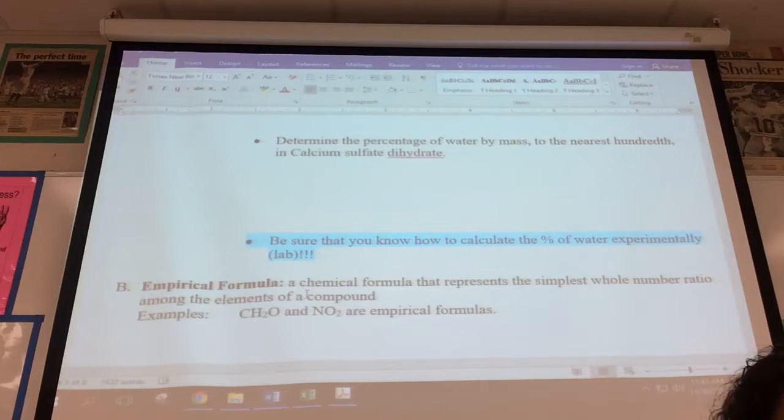Shouldn't there be a 2 on the outside since calcium is 2 plus and this is 2 minus, so the charges would have canceled?